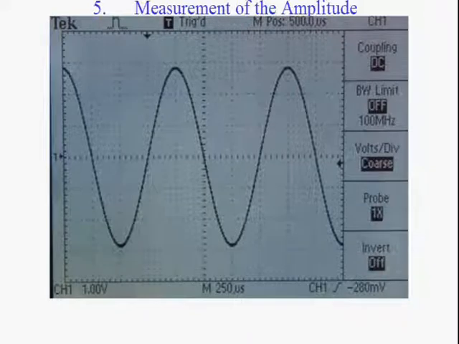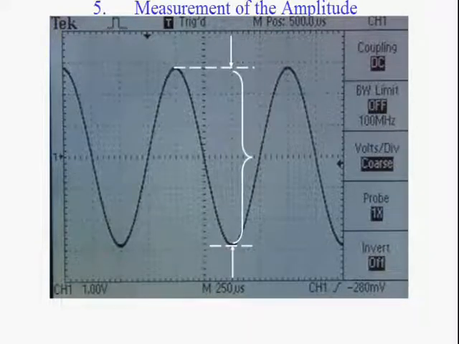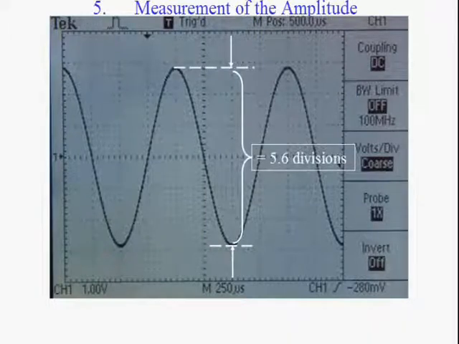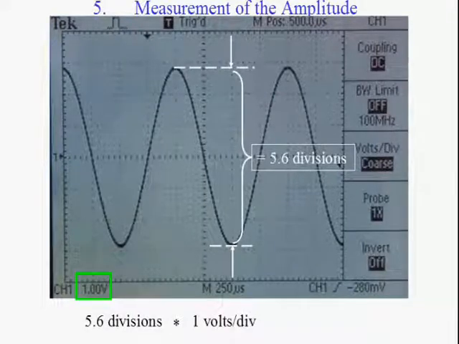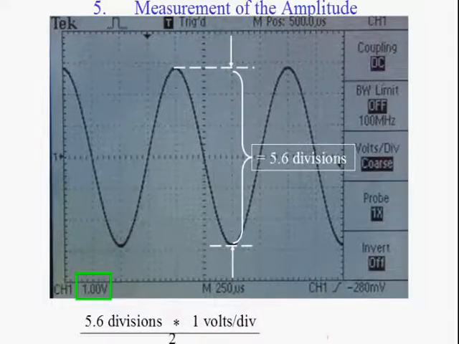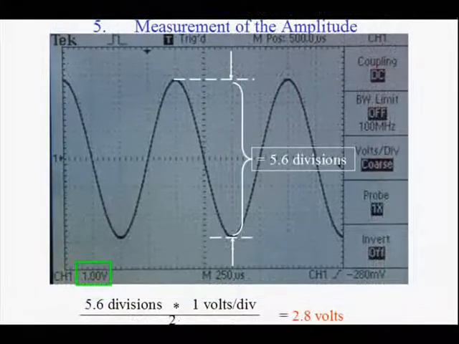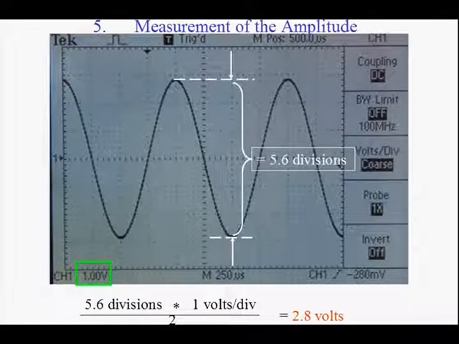Measurement of the amplitude. First, you measure the number of vertical divisions from peak to valley. Then, calculate the number of divisions times the scale factor divided by 2. It gives you the value of the amplitude.